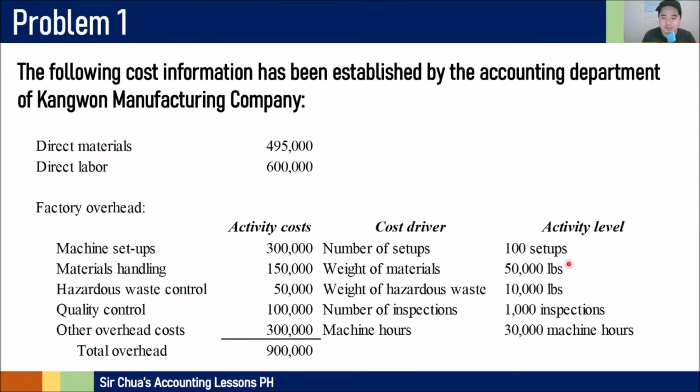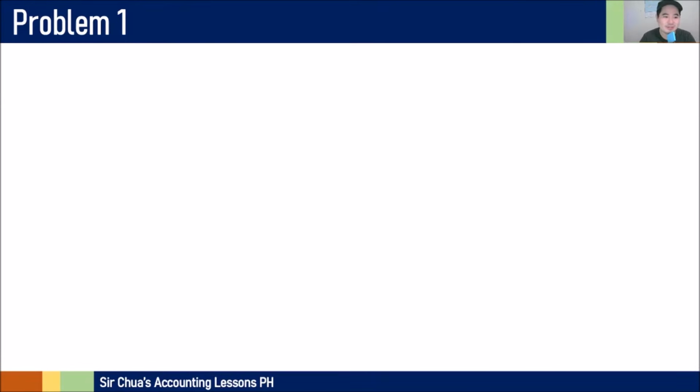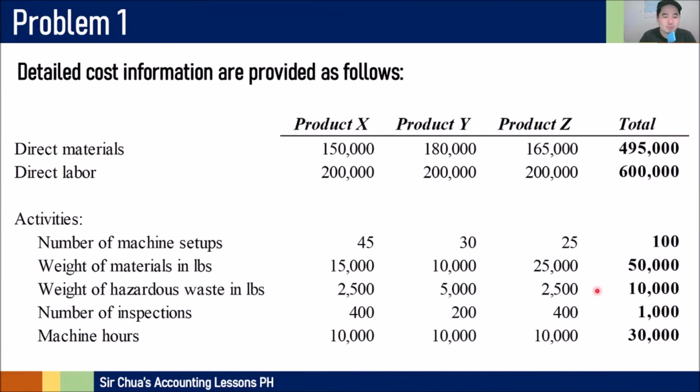Tapos, ito daw po yung expected activity levels natin for the production process. So, yan po yung gagamitin natin later on to allocate it based on the products. At kung ilan talaga yung ginamit or ilan yung setup for product A, ilan yung weight of materials na hinandle for product B, ilang weight or ilang pounds yung hazardous waste sa C. So, mas nagiging precise tayo kapag gumamit na tayo ng activity-based costing. Okay? So, ganito gagawin natin. So, this is now your detailed cost information.